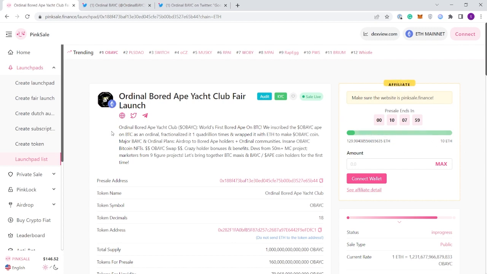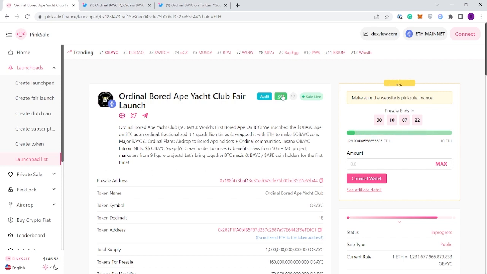Now, the bio in Pixel reads, Ordinal Bored Ape Yacht Club, world's first bored ape on BTC. We inscribed the OBAYC ape on BTC as Ordinal, fractionalized in 1 quadrillion times and wrapped in with ETH to make OBAYC coin. Major Bored Ape Yacht Club and Ordinal plans, airdrop, there'll be airdrop to Bored Ape holders and Ordinal communities, and insane OBAYC Bitcoin NFTs. But pretty much it's going to be a lot of rewards, a lot of airdrops, and just a lot of, well, perks, especially if you are buying into the token.